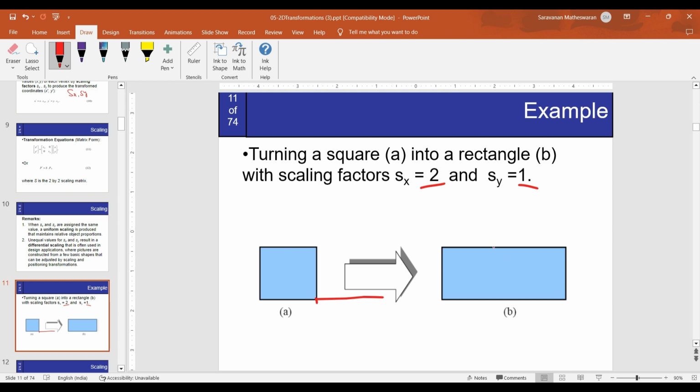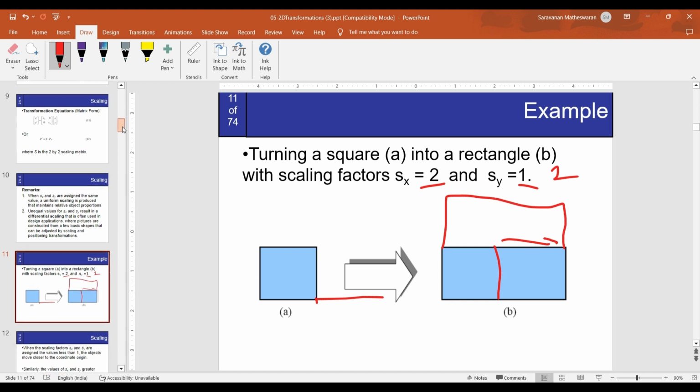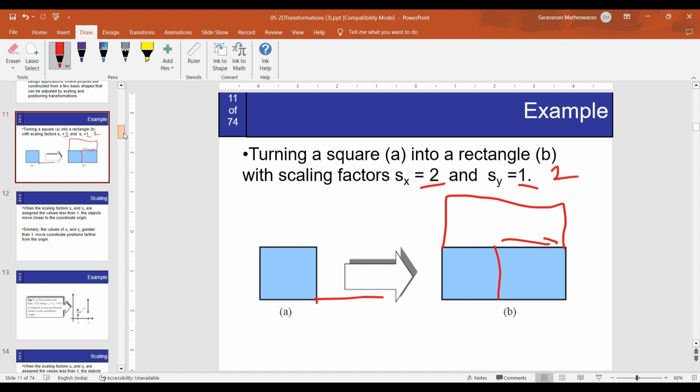So this is the original object size. It can be expanded by updating the scaling factor. Suppose the value is 2 here also, then the object gets double the size, covering this much when s of y equals 2. Next, you can see what the parameters are.